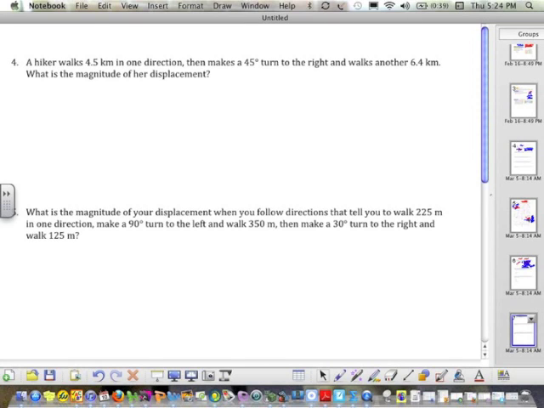Okay. So suppose a hiker walks 4.5 kilometers in one direction, and then he turns 45 degrees to the right, and he walks another 6.4 kilometers. What's the magnitude of her displacement? Now, they don't tell us what direction she starts off with, so to make my life easier, I'm going to start her off as going east. Because then it'll be 0 degrees, the direction she originally starts. So here's her initial vector, 4.5.